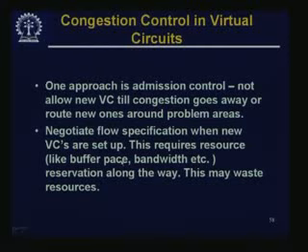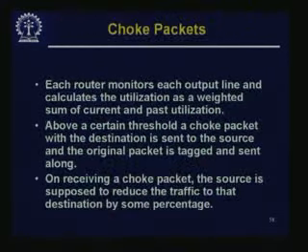One approach is admission control: do not allow new VCs until congestion goes away, or route new ones around problem areas. The other is to negotiate flow specification when new VCs are set up. This requires reservation of resources like buffer space, bandwidth, etc., along the way. Of course, doing a lot of negotiation takes some overhead.